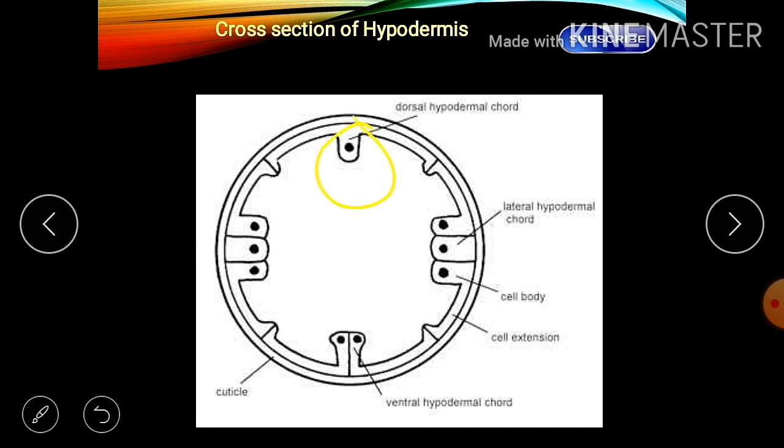These four are the hypodermal cords: dorsal, ventral, and two lateral. These are hypodermal cords. And a black dot region is known as nuclei. And the nuclei along with the cytoplasm is known as the cell body.